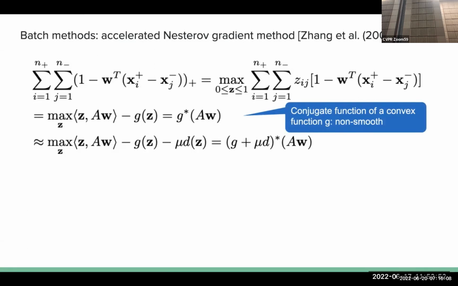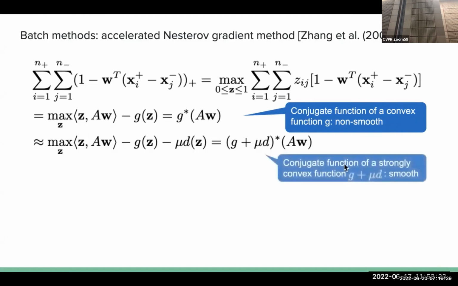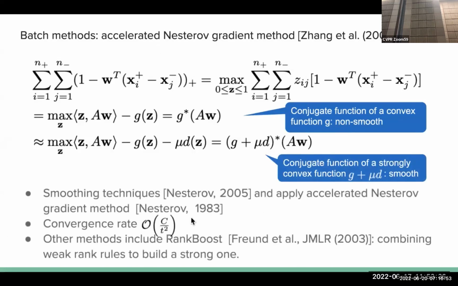To tackle this obstacle, in this paper they use a smoothing technique, where you add a strongly convex function, which is denoted by d(z), and you have a small smoothing parameter, mu, which is very small. Now you use this smooth function to approximate G star, the original AUC objective function. Because d is strongly convex, the conjugate function is now smooth. And then you can apply the accelerated Nesterov gradient method to this smoothed objective function. The accelerated Nesterov gradient method has a convergence rate of 1 over T squared here.